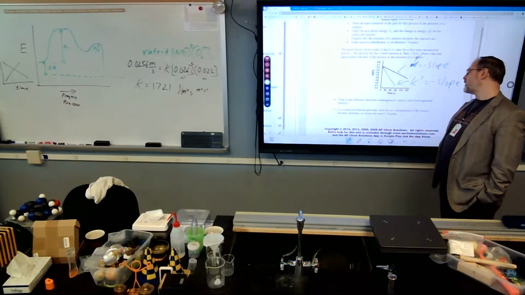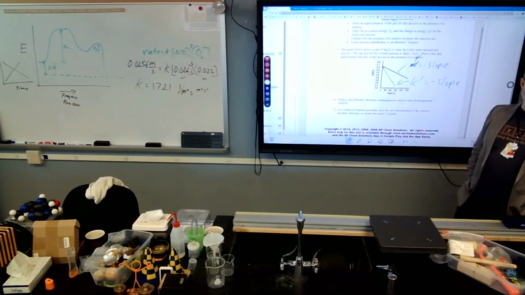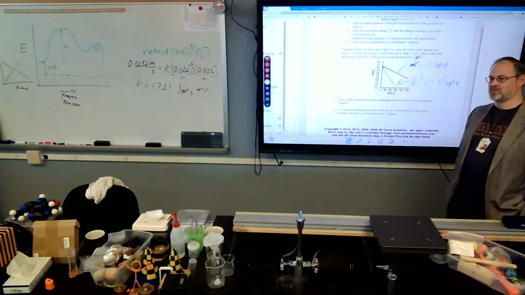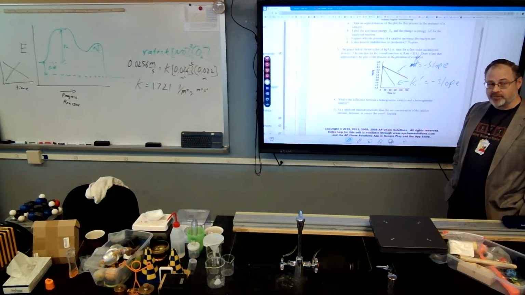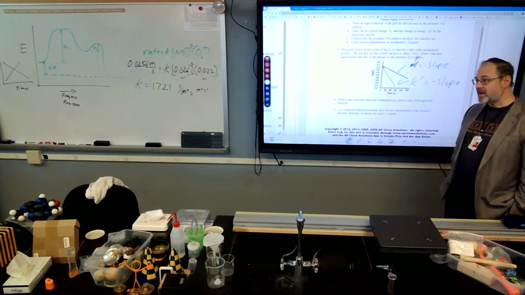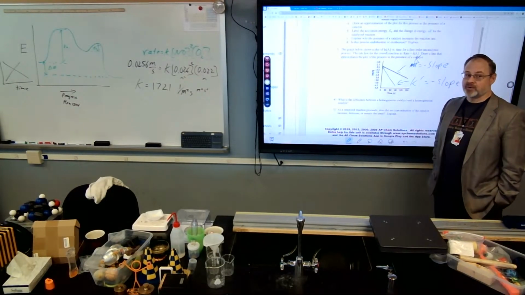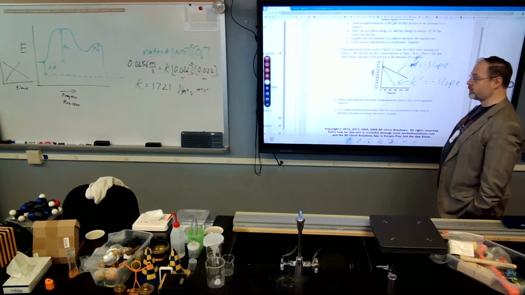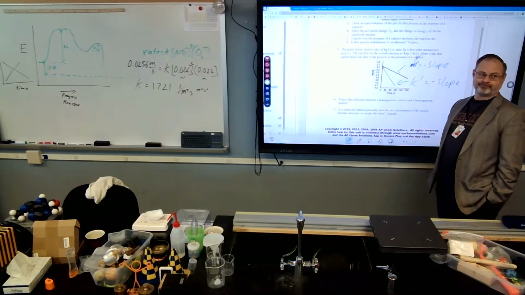What is the difference between a homogeneous catalyst and a heterogeneous catalyst? In your own words, what did I just say 5 minutes ago? Same or different phase as the reactants. Exactly. Homogeneous literally means same stuff. Homogeneous catalyst is the same phase as your reactants. Heterogeneous catalyst literally means different stuff. It's a different phase. The catalytic converter in your car, heterogeneous. The enzymes in your blood, homogeneous.